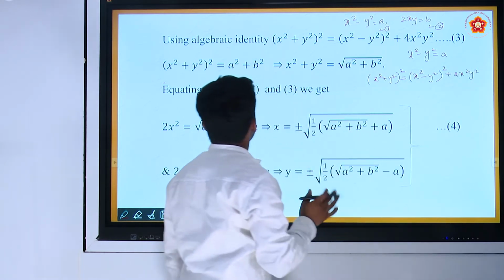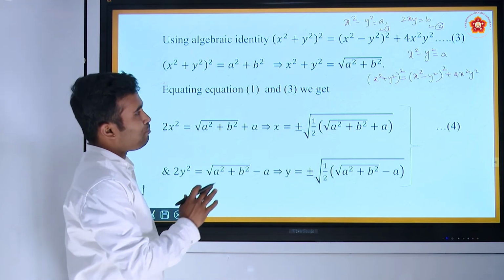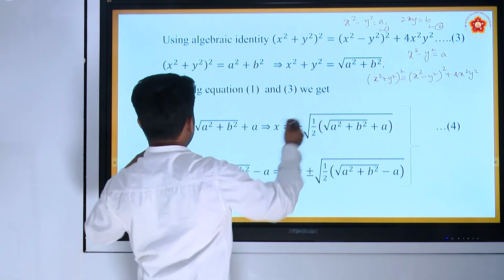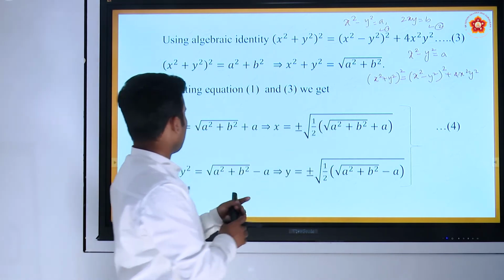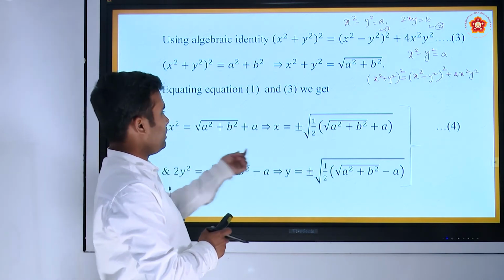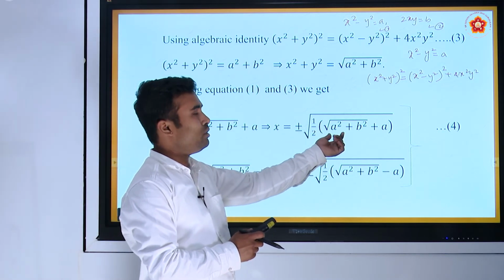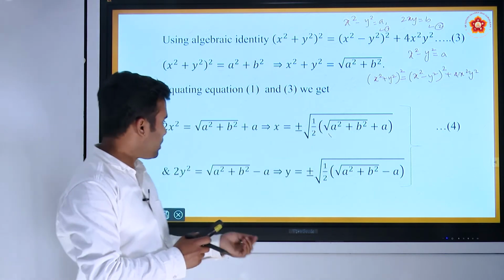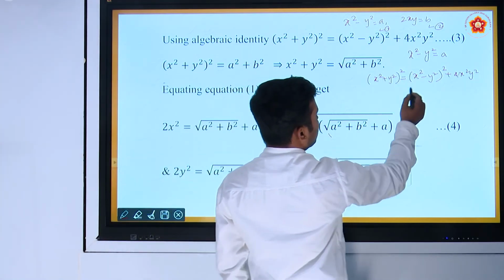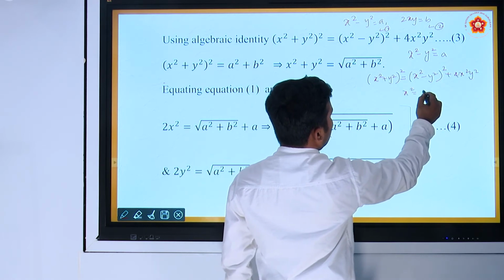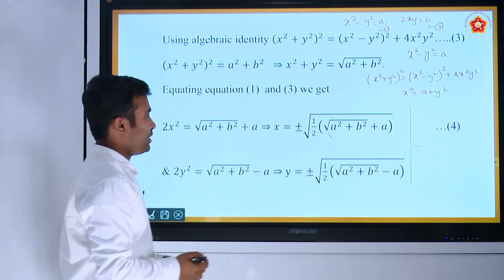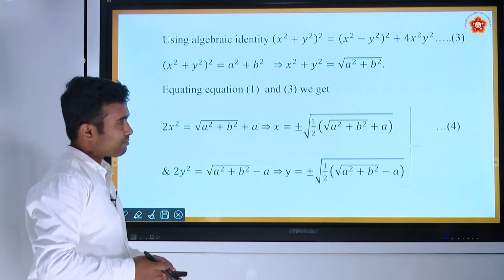This is equation 3. We have used both equations 1 and 3. So you will get 2x square is equal to square root of a square plus b square plus a, and if you arrange it for x, you will get plus or minus square root of 1 by 2 into square root of a square plus b square plus a. Similarly for y also. So here what we have done is we have rearranged it. That is, x square is equal to a plus y square, and y square we have rearranged from equation 3 as well. So you will get that.